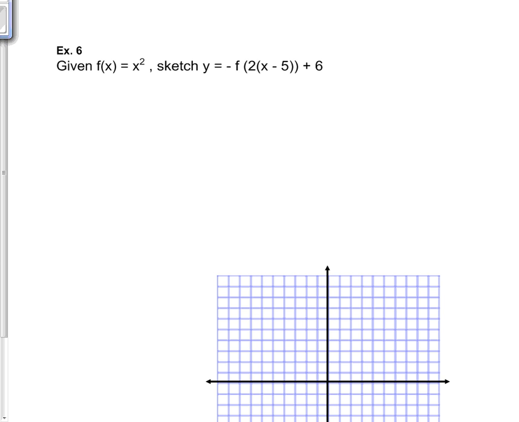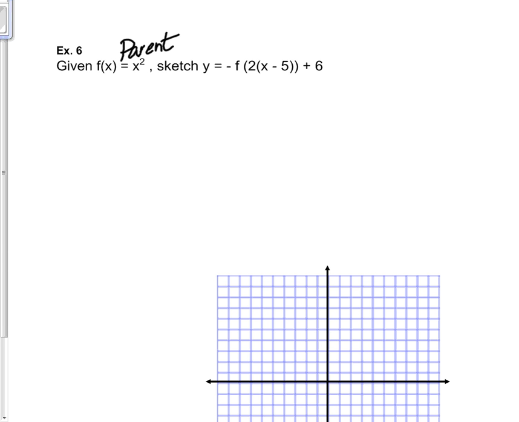Example number 6, we're starting with a quadratic as our parent function. We're going to sketch y equals negative f of 2, bracket x minus 5, bracket, plus 6. We don't like function notation particularly, but it is very clear as to what transformations are going on. We will write the final equation when we're all done. So this is our parent function, y equals x squared. We like parabolas.